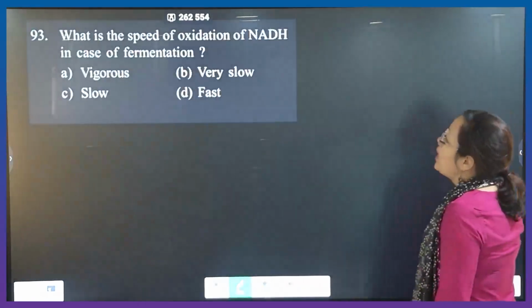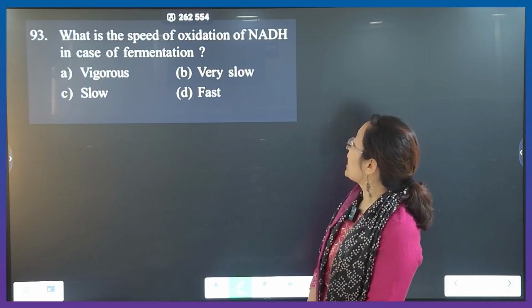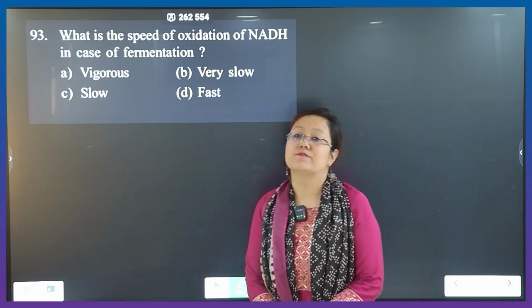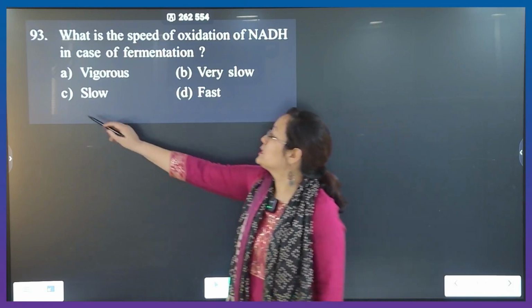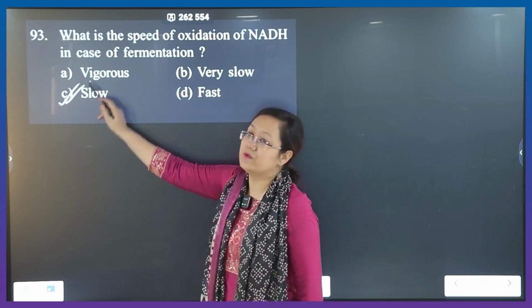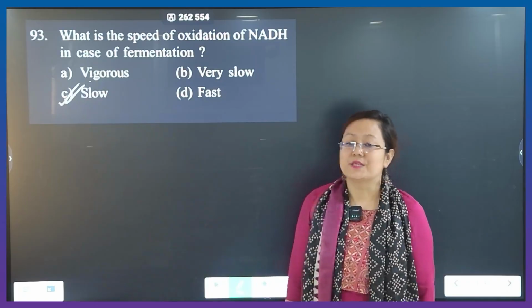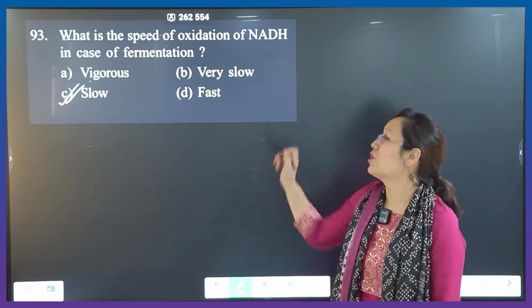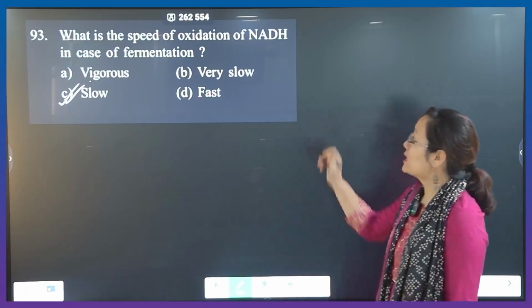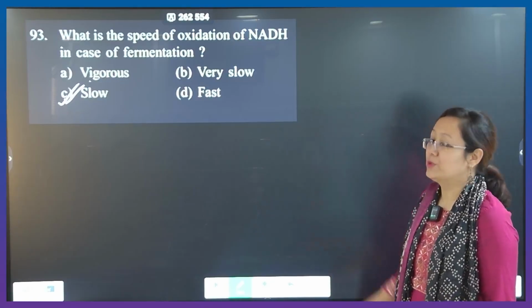Next, what is the speed of oxidation of NADH in case of fermentation? Fermentation means it will be an anaerobic process. What will be the speed? The speed will be slow. But if it is aerobic respiration, then the speed will be vigorous. So it is asked here for fermentation, that means anaerobic respiration. So the speed will be slow.